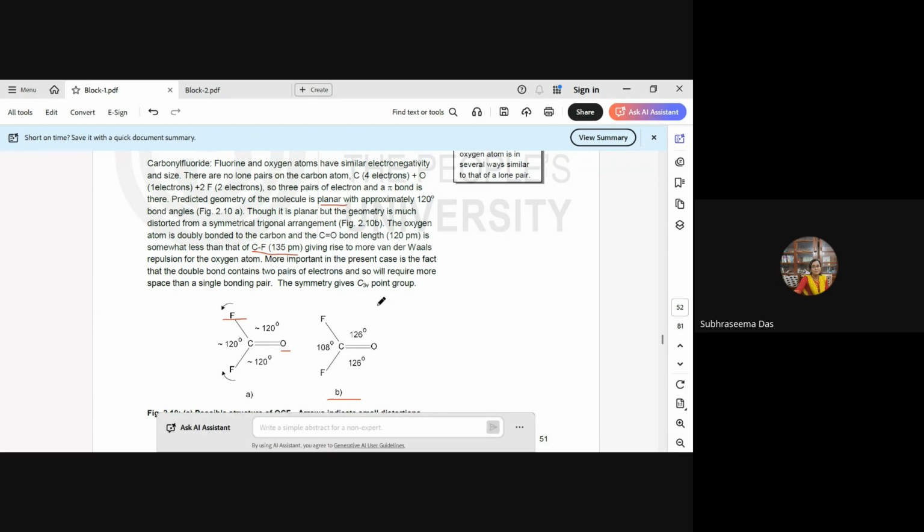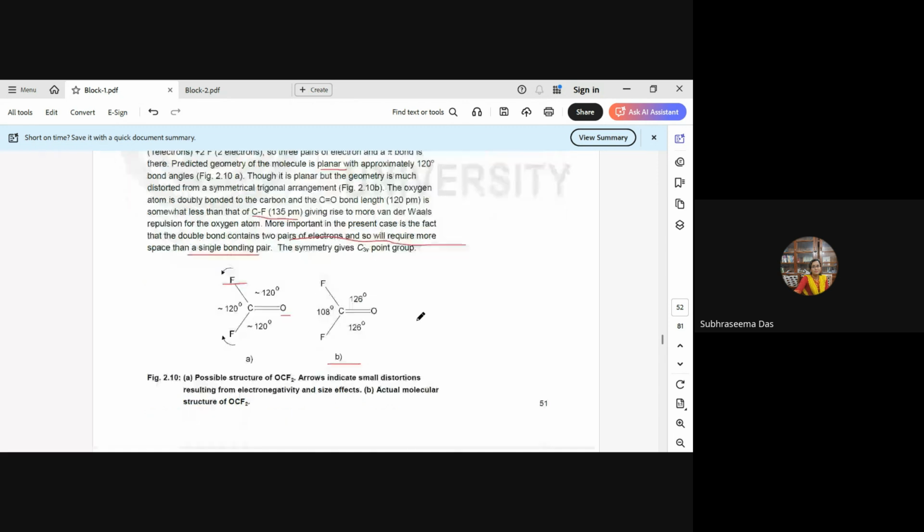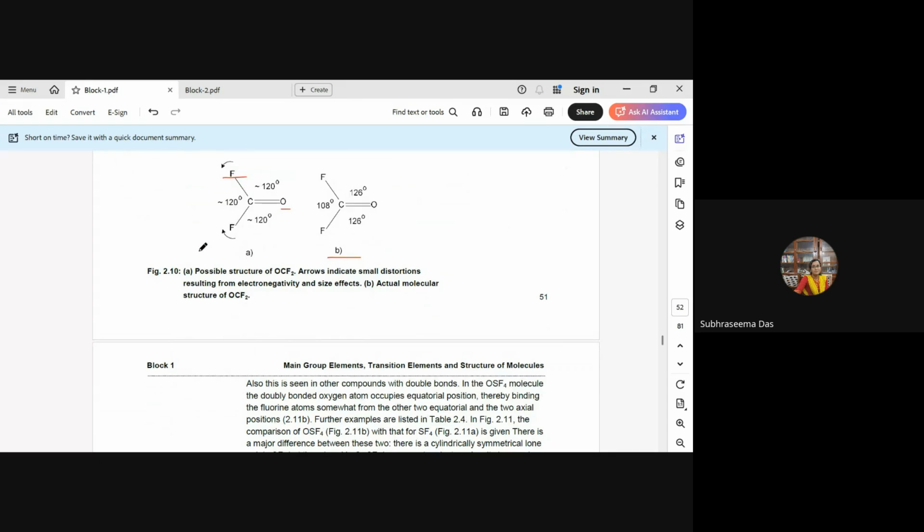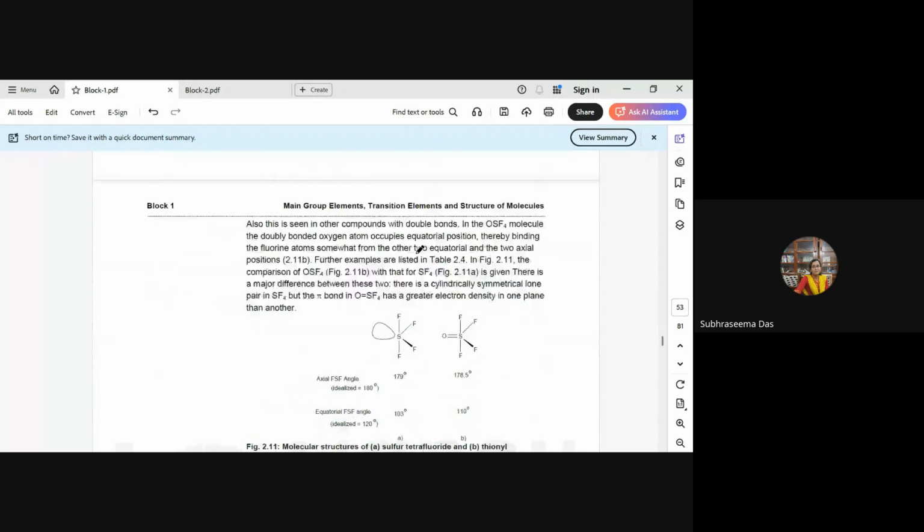for the oxygen atom. So more important in the present case, the double bond contains 2 pairs of electrons, so it will require more spacing than the bonding pair. So this is the possible structure of OCF2 and the corresponding bond angles. A should have been the possible structure, but when we look into figure B, because of the presence of the lone pairs and the bond pairs, and considering the electronegativity of both fluorine and oxygen, this is the actual structure and the bond angle of the molecule.